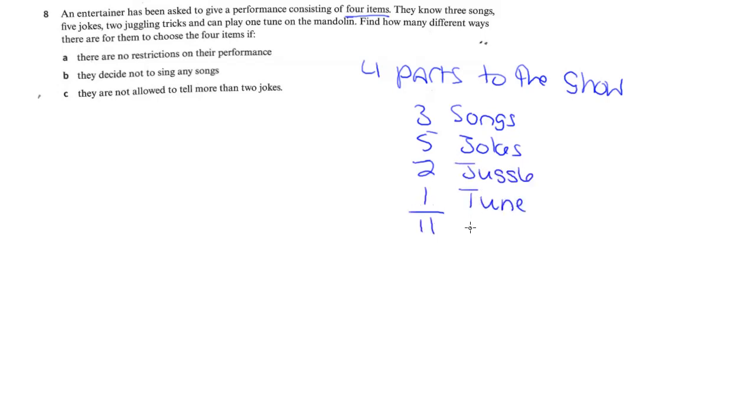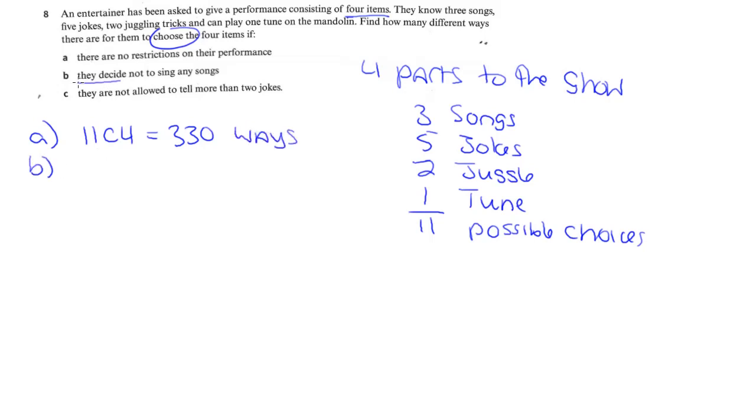So first, we've got 11 items altogether, and part A says we want to make the choices with no restrictions. So I've got 11 items, and I'm choosing 4. That's 11 choose 4. That's 330 different ways that can happen. Now part B says, what if they decide not to sing any songs? So then I'm only going to worry about these, which is going to give me 8 possibilities, and I'm still choosing 4, which is 70 ways.